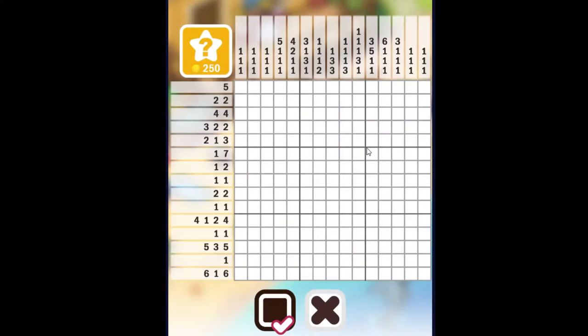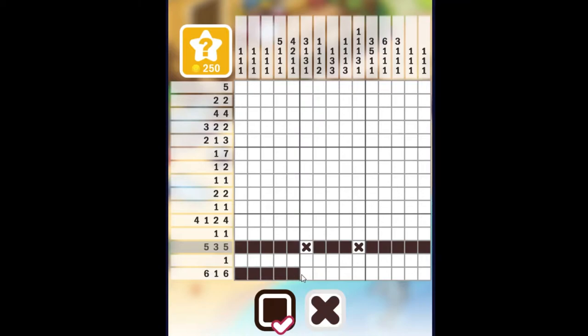Let's see here. Well, I don't see anything at 15 clues. Don't see anything that obviously adds up to 15 either. What about this 5, 3, 5? 10, 13, 14, 15? Yeah, that works. So we can finish that right away. What about 6, 1, 6? 12, 13, 14, 15? That works too.